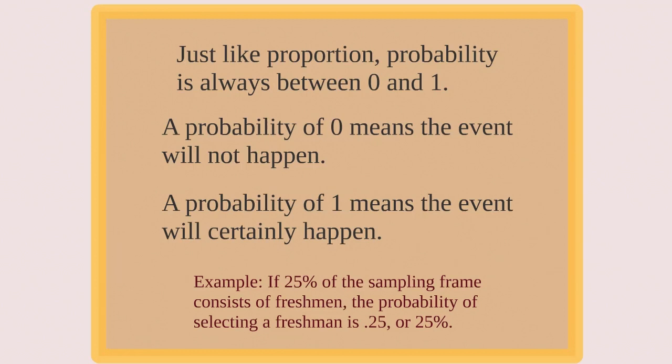So as an example of something you'll see more frequently than the 0 and 1, and that is something in between, if 25% of the sampling frame consists of freshmen, the probability of selecting a freshman is 0.25 or 25%. So every time we make a random draw from our sampling frame, there's a 25% chance that we will obtain a freshman. Now, I'm ignoring here the fact that if we take out a freshman from our sampling frame and leave them out, that changes the proportion.